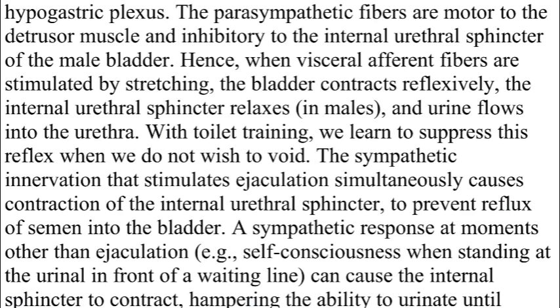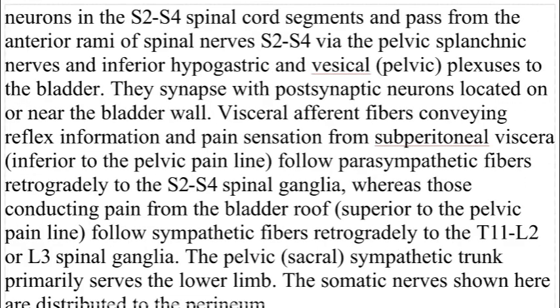There are presynaptic parasympathetic fibers to the bladder, and these come from the neurons in the S2, S3, and S4, that's the second, third, and fourth sacral spinal cord segments. And these fibers pass from the anterior rami of spinal nerves S2, S3, S4, that's the second, third, and fourth spinal nerves, via the pelvic splanchnic nerves and the inferior hypogastric and vesical plexuses. The vesical plexuses are also called the pelvic plexuses.